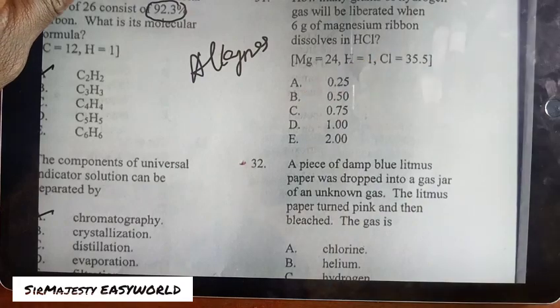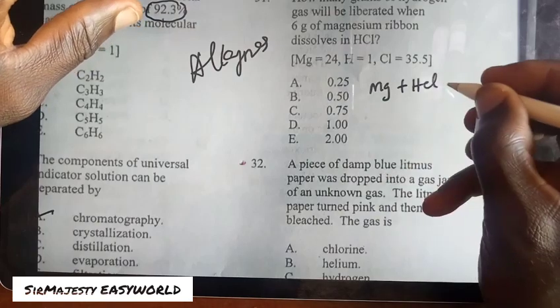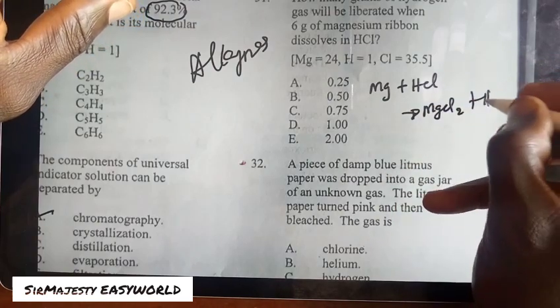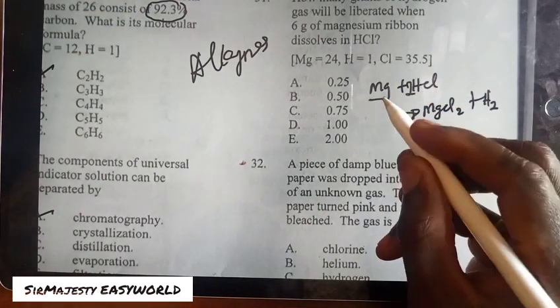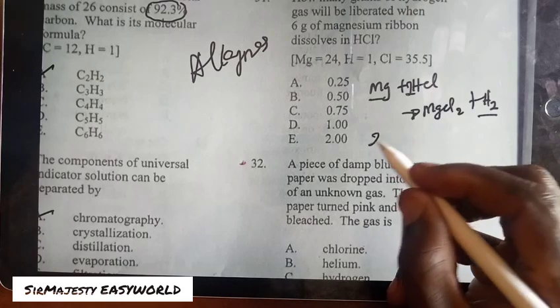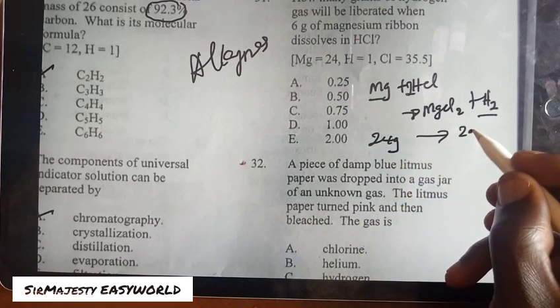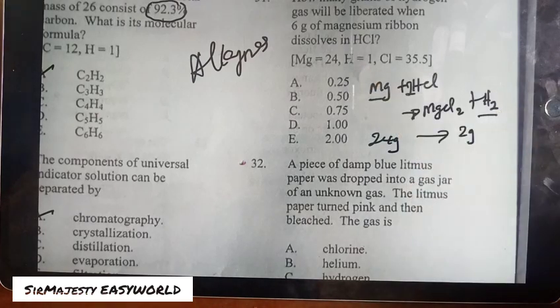It's going to be B, but let me solve. Write the equation. You have Mg plus HCl will give you MgCl2 plus hydrogen gas. Put 2 here and the equation is balanced. Therefore, they are comparing magnesium and hydrogen, which means 24 grams of magnesium will liberate 2 grams of hydrogen. Remember, don't use 1 here. Hydrogen is 1, of course, but times 2 is diatomic.